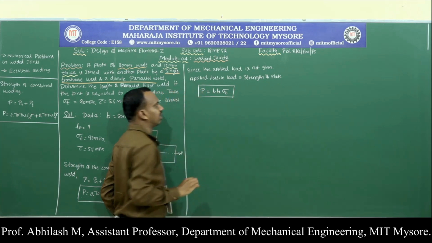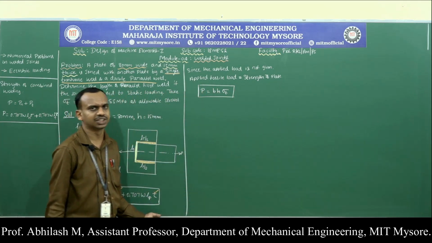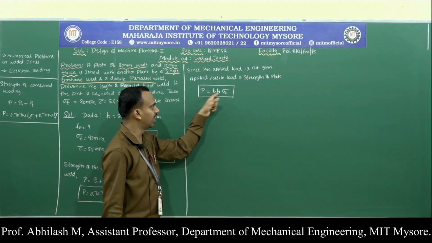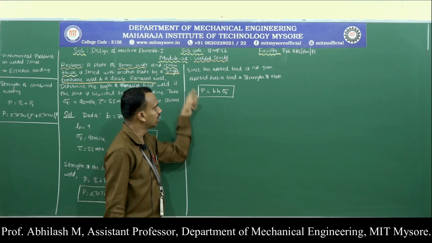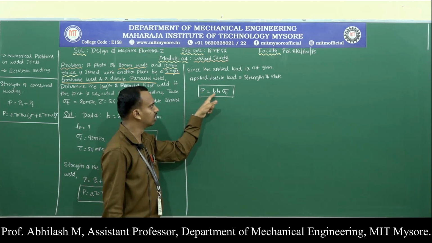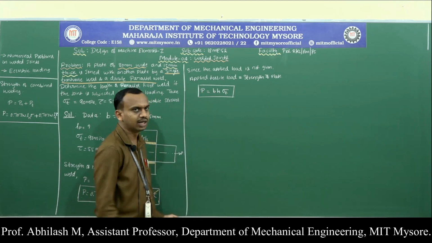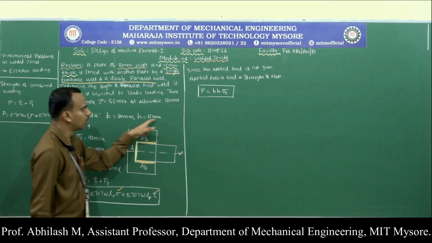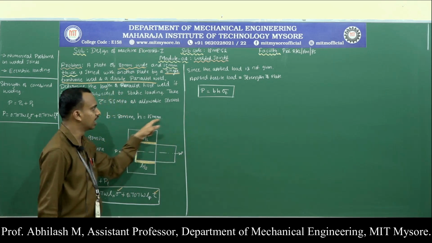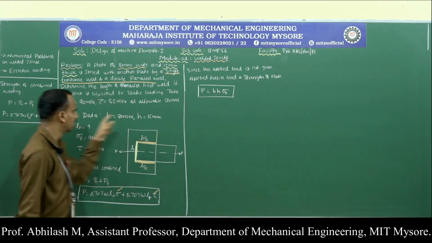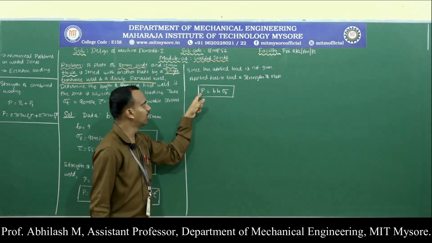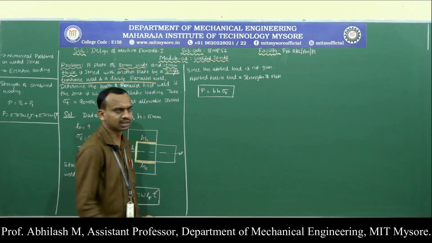So we know that P will be equal to B into H into sigma T. Basically the stress will be equal to load divided by area. What I want is the load itself. So the load P will be equals to BH into sigma T. I know B, the width of the plate, 80 millimeter. I know the thickness of the plate, 15 millimeter, and I know the allowable stress in the given material, which is 90 megapascal. Substituting all the values, I can calculate the applied tensile load.